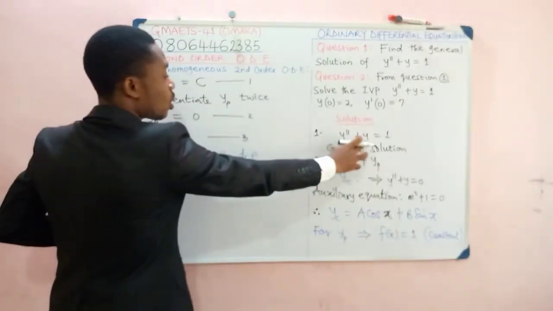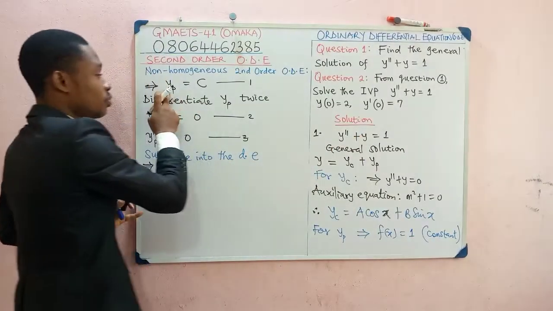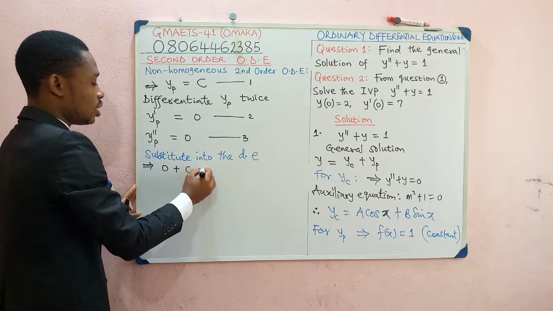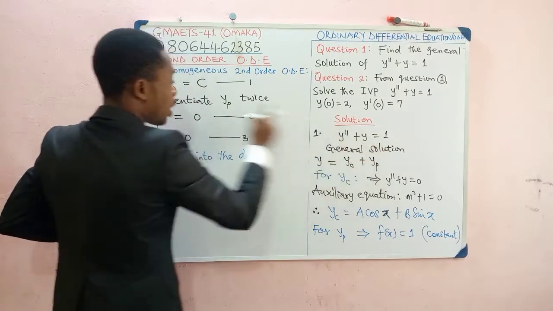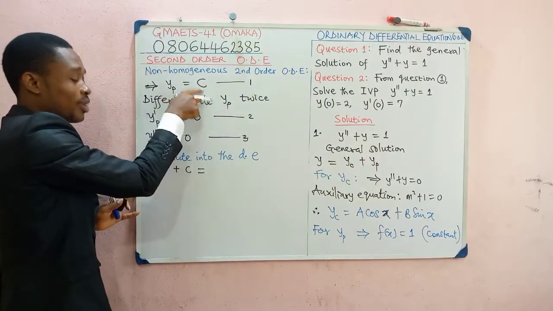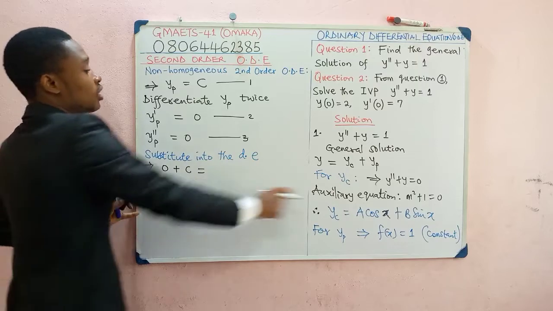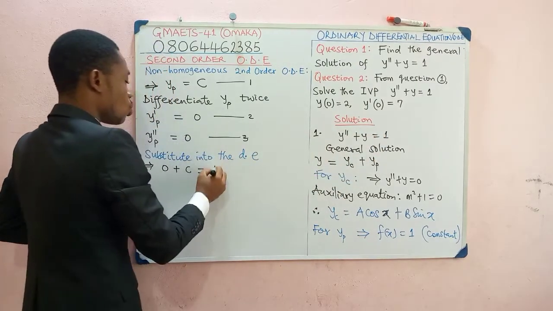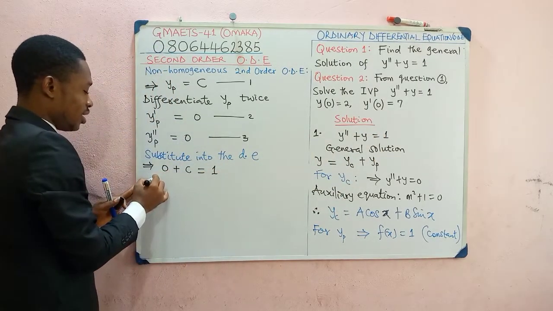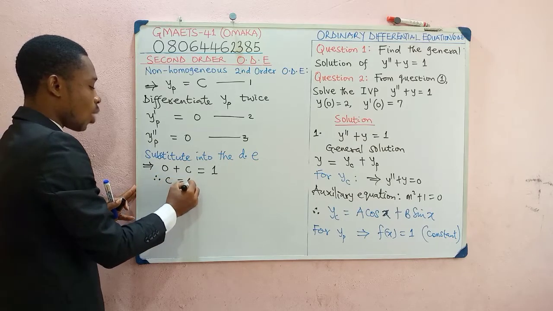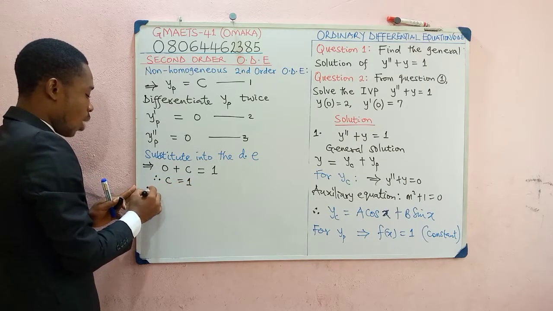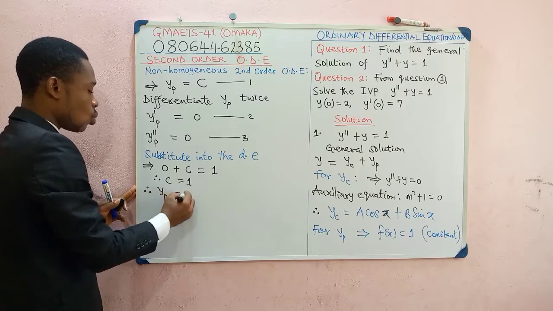So the next we have is what? Y, and this y is the same as yp. So I'm going to substitute c, and then make it equal to what? 1. Take note that y, which is the same as yp, is equal to what? C. Then here, I'll make it equal to what? 1. Do you see clearly that the value of our c is equal to 1? Therefore, yp is equal to 1.